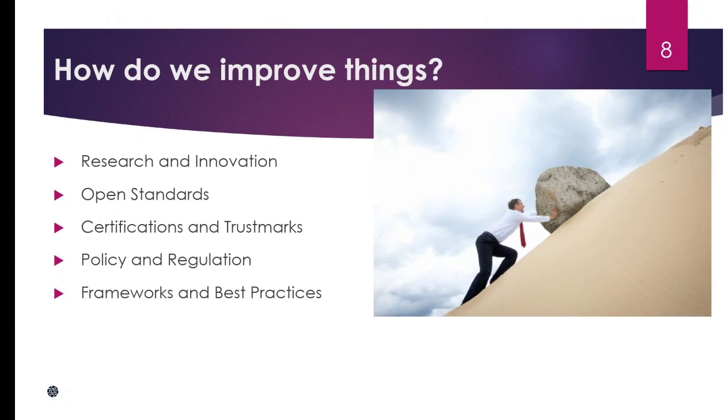How do we improve things? There are five things to improve our IoT security and privacy. They are research and innovation, open standards, certifications and trust marks, policy and regulation, and frameworks and best practices.